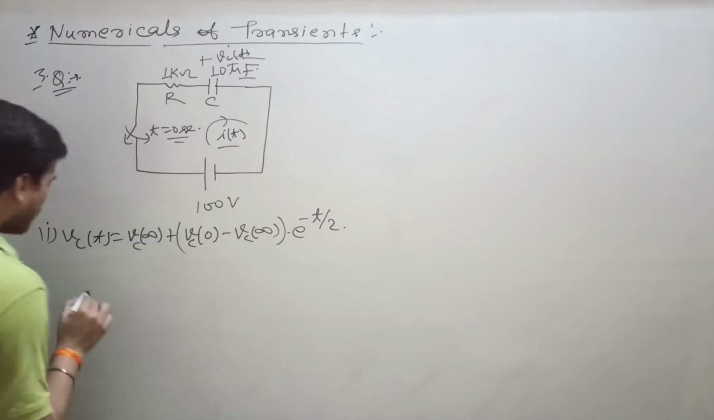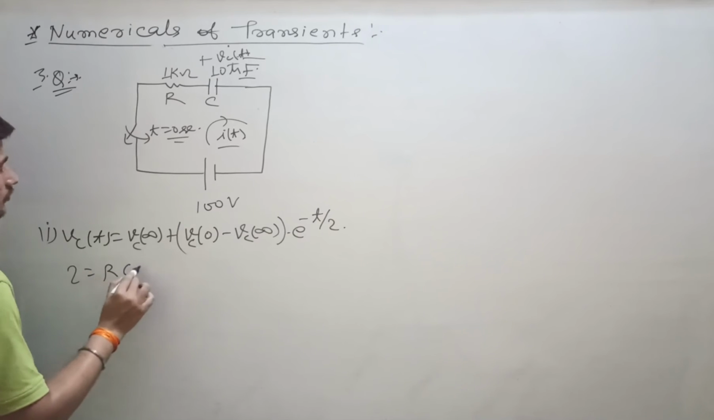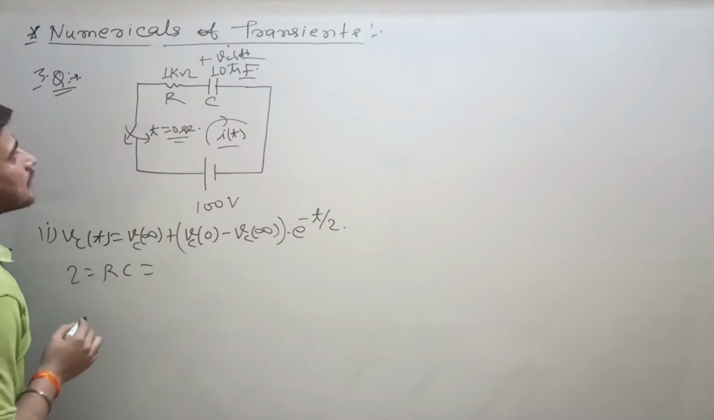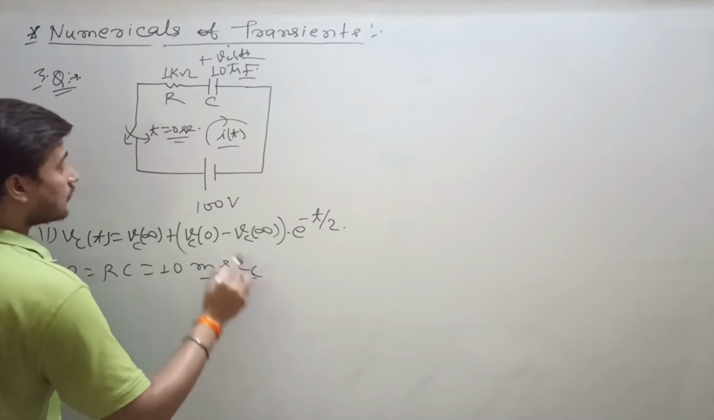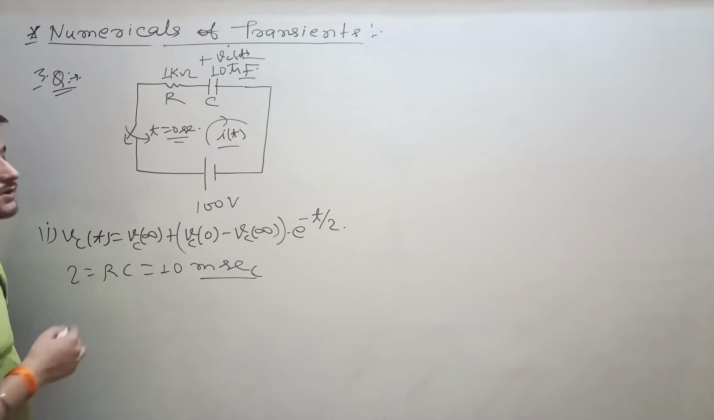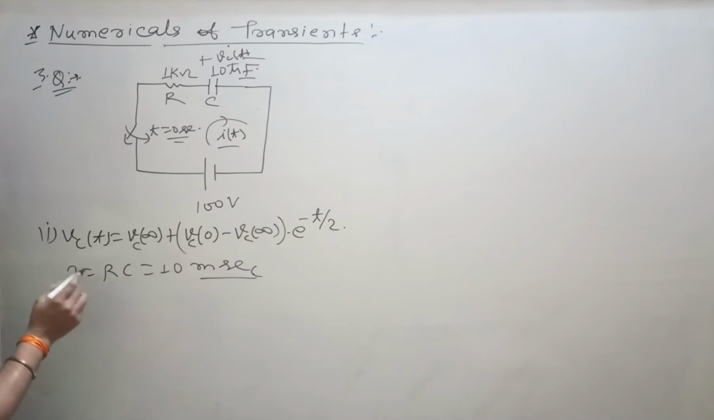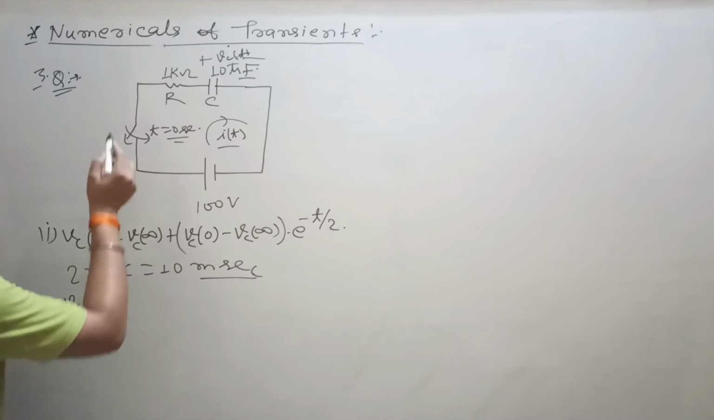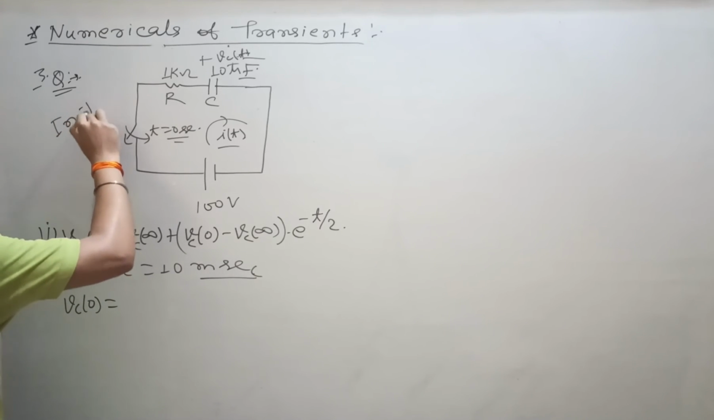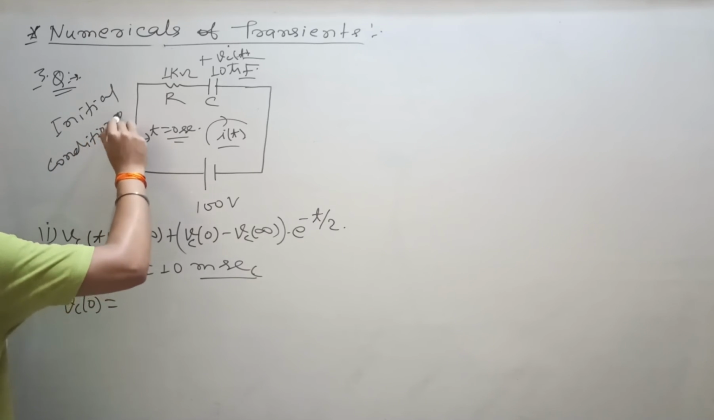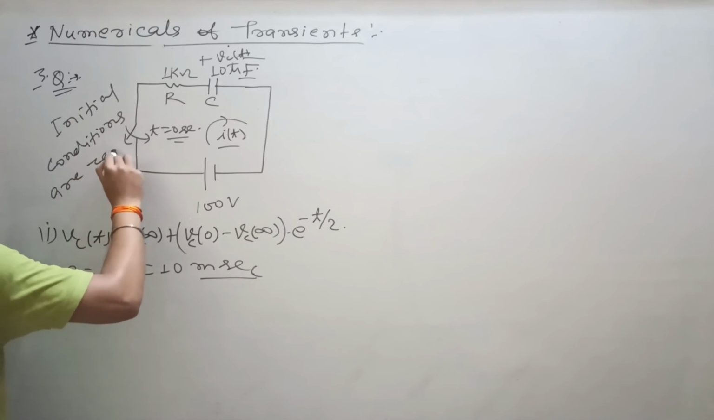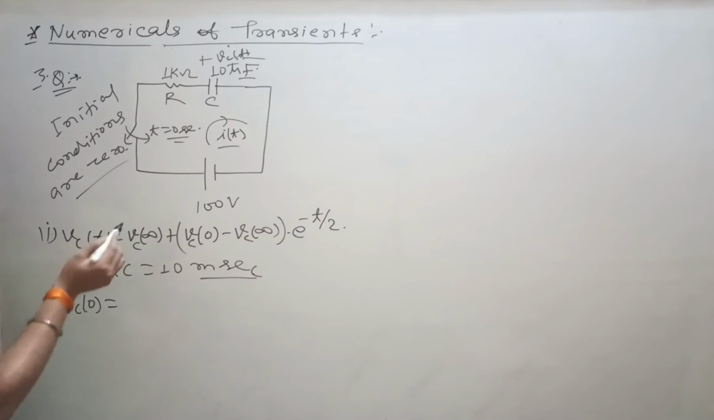So first let us write the time constant tau. It will be equal to RC, 1 kilo ohm into 10 microfarad, that means 1000 into 10 to the power minus 6, which is 10 millisecond. Next, VC0 will be how much? Given that the initial conditions are 0. It is already mentioned in the question. So initially the voltage across the capacitor was 0 volt.